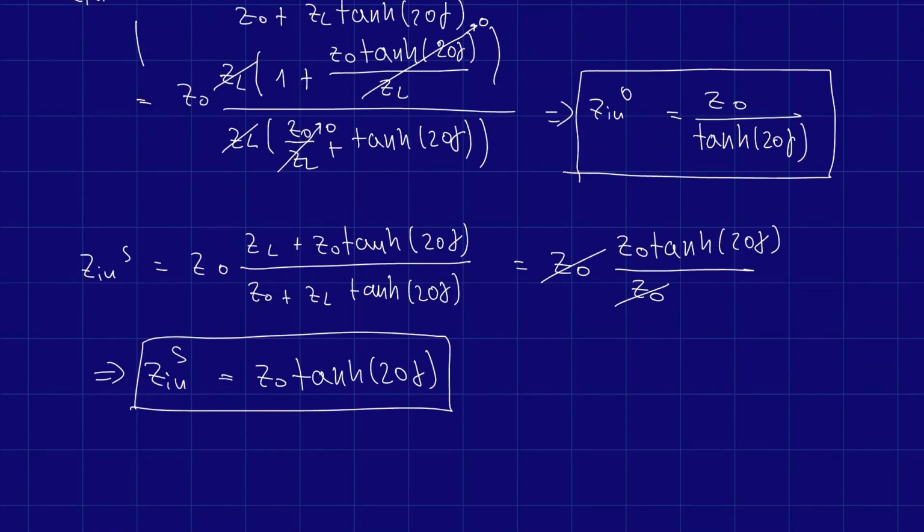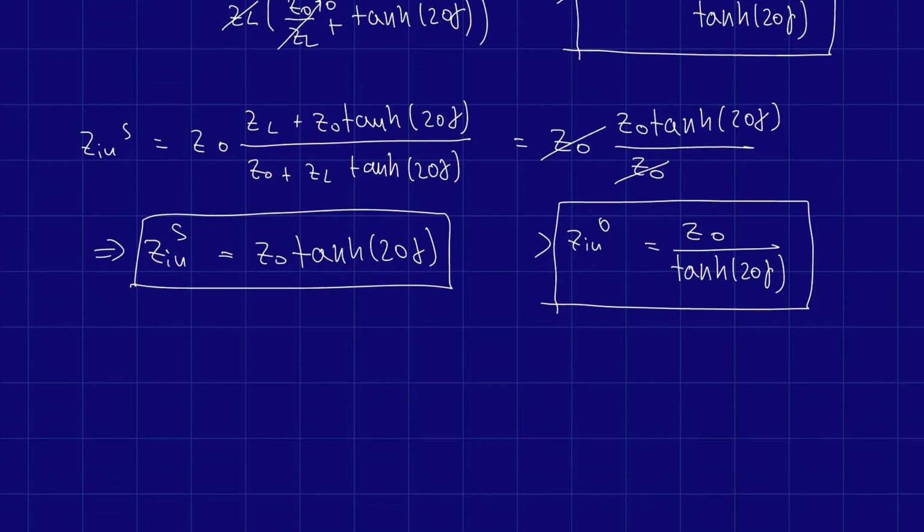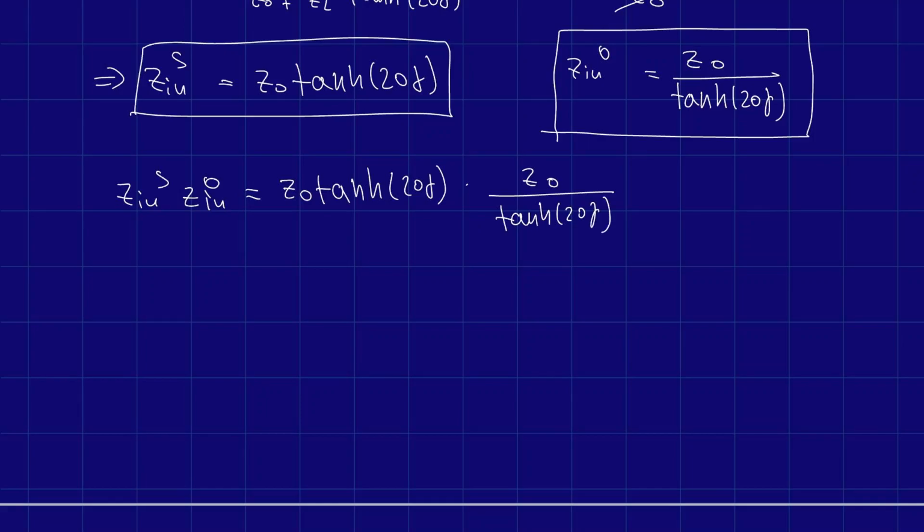Okay, so now that we have a system of two equations, we can just multiply them, taking the formulas from above and copying them below. When we multiply them, we will get Zin-S times Zin-O equals this first expression right here multiplied by the second expression right here. And as you can notice, here we have hyperbolic tangent in the numerator, here in the denominator, so they cancel out. And we get that Zin-S times Zin-O equals Z0 squared.